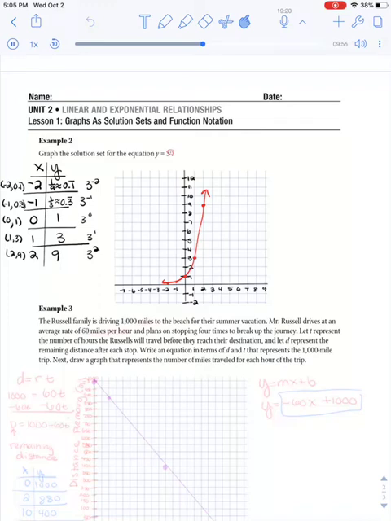So again, are these the only ordered pairs that would be solutions? No, this just gives a representation of what some of the solutions are for y equals 3 to the x.